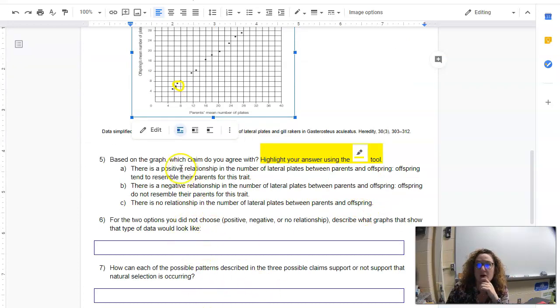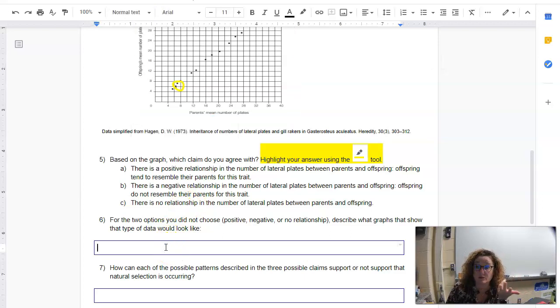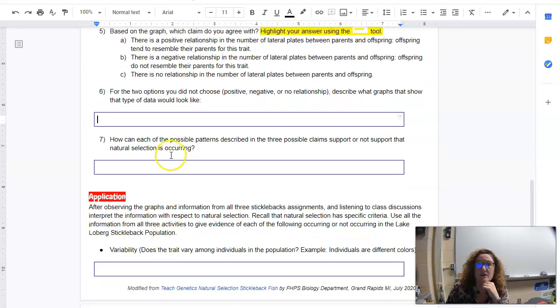Think about what type of relationship you see in this data. Is it positive? Is it negative? Is there none? What would it look like if it was one of the other two? And then, how can the pattern be described and support these possible claims?